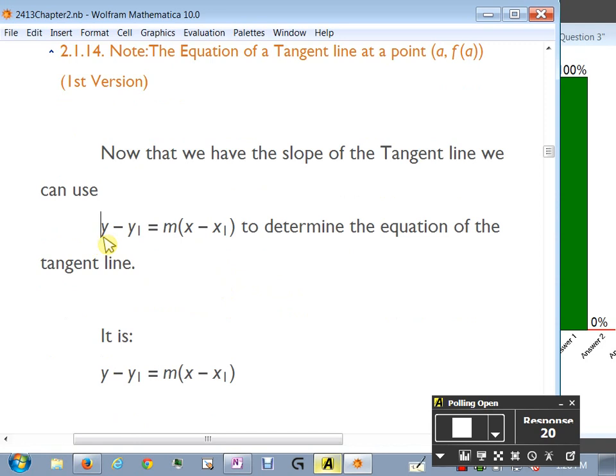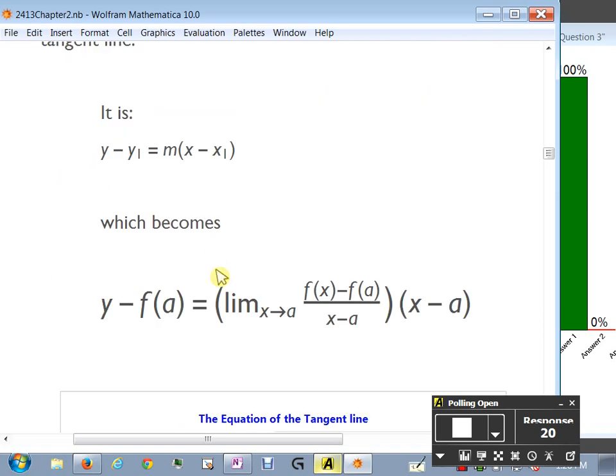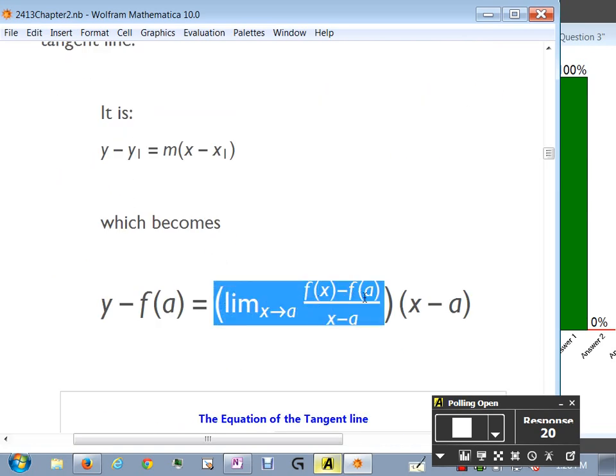I'm still going to use this formula, this one right here, except we're going to be replacing this m with what? That whole thing. The slope is a limit. The slope is the limit. And that gives us the equation of our tangent line. We're going to do an example, don't worry.